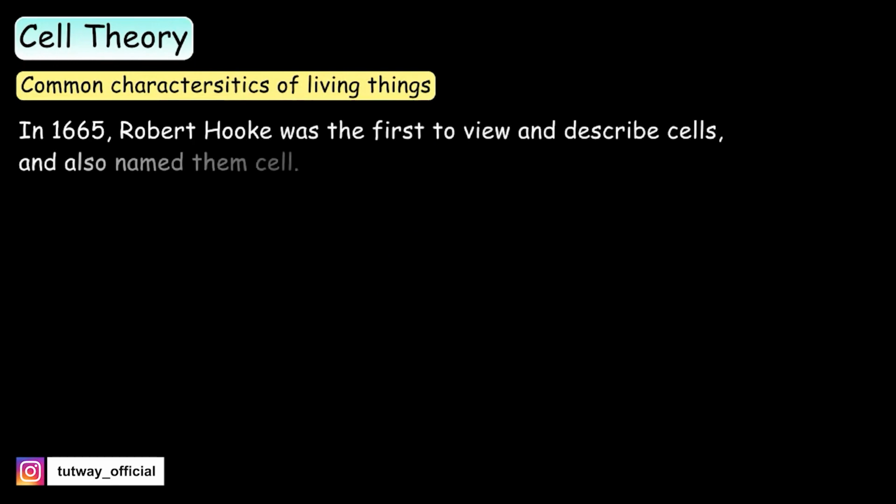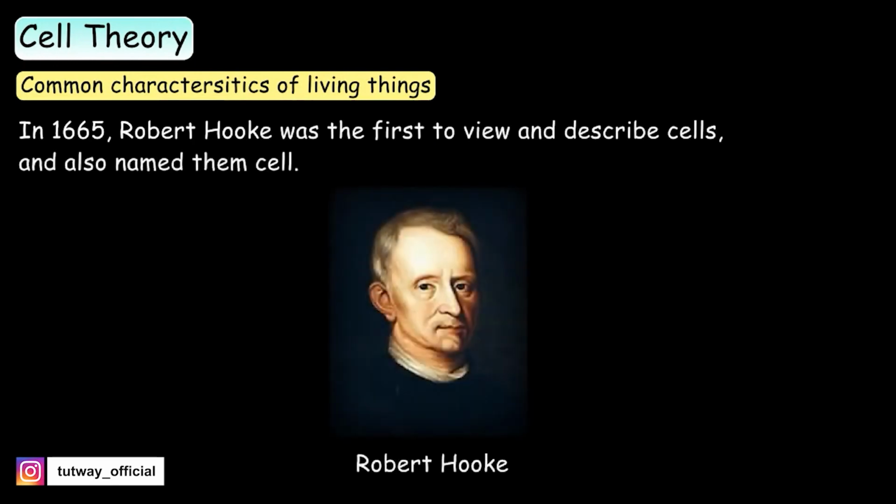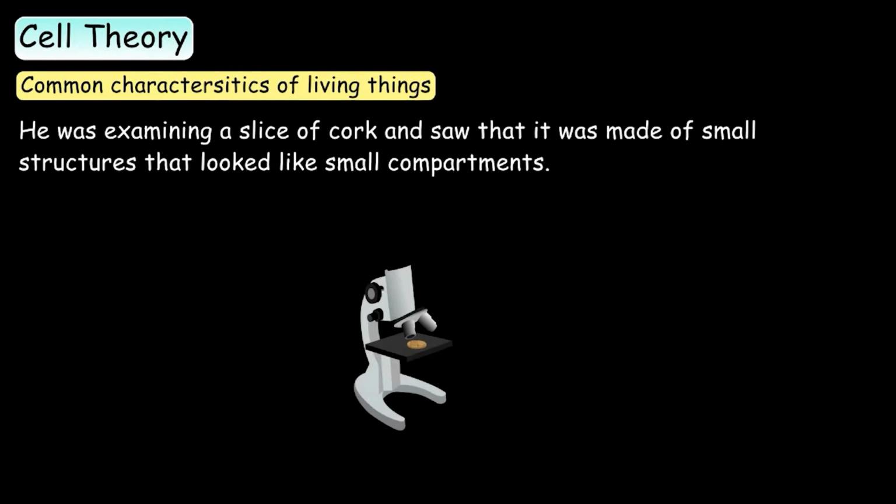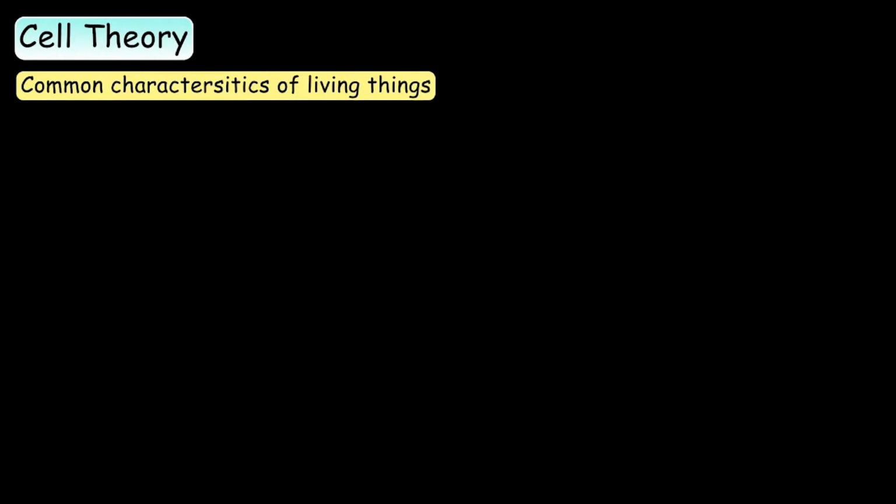In 1665, Robert Hooke was the first to view and describe cells. He also named them cells. He was examining a slice of cork and saw that it was made up of small structures that looked like small compartments, and he named them cells.